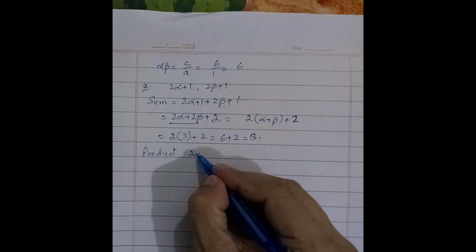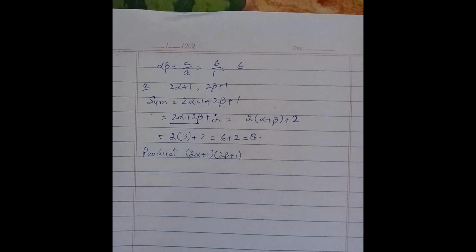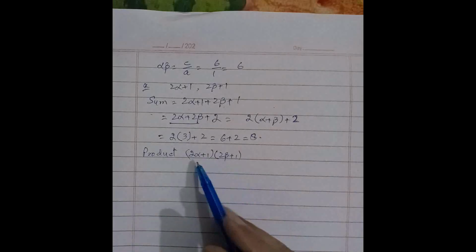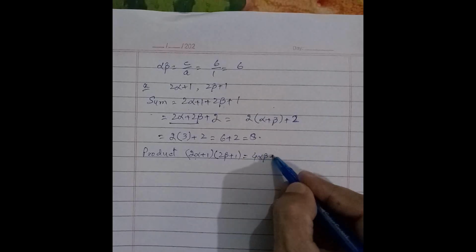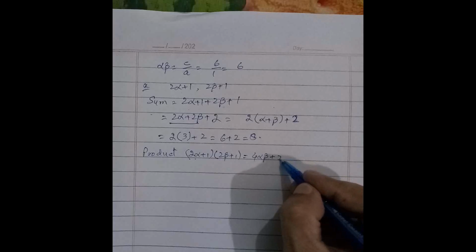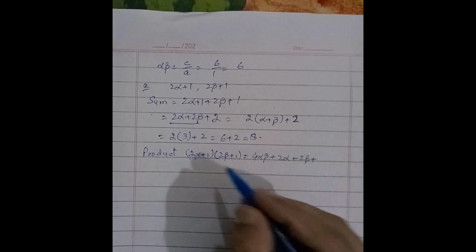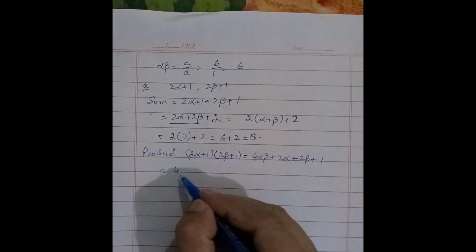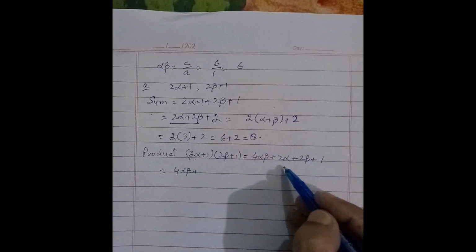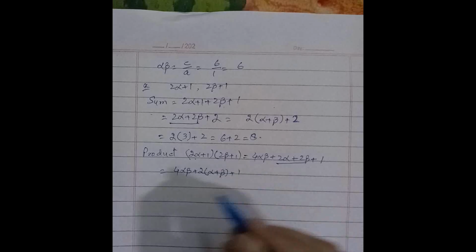And next the product, which is 2 alpha plus 1 into 2 beta plus 1. Now we multiply these two values. We get 2 alpha into 2 beta, 4 alpha beta, plus 2 alpha multiplied by 1, we get 2 alpha, plus 1 multiplied by beta, which is 2 beta, plus 1 multiplied by 1 is equal to 1. Now simplify these values. We get 4 alpha beta plus, taking 2 common, 2 times alpha plus beta, plus 1.